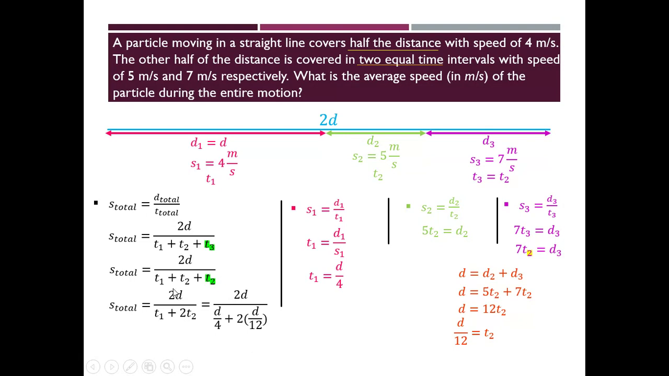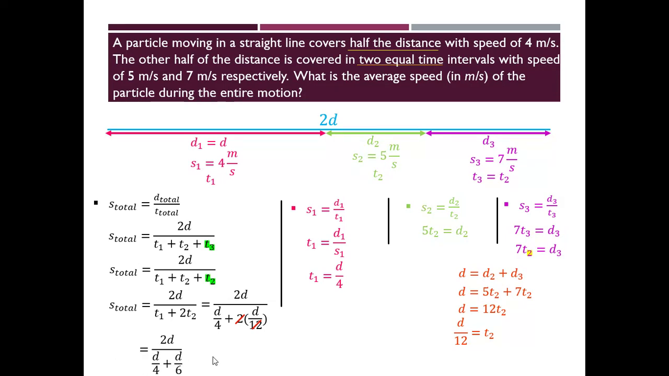So, the numerator hasn't changed. I'm going to keep 2D as is. Instead of T1, I want to say T1 is D over 4. Once again, because T1 is D over 4. And instead of saying T2, I'm just going to substitute out T2 for D over 12. So the 2 I carried over, but instead of saying T2, I'm going to say T2 is D over 12. So as you can see here, 2 and 12 cancel out. So it leaves this, which is D over 6.